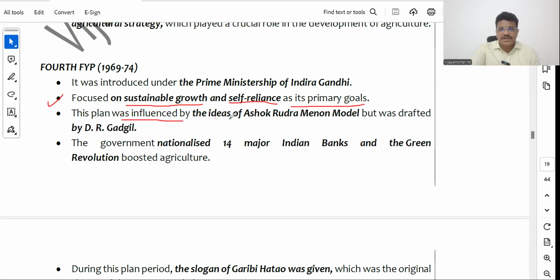This plan was influenced by the ideas of the Ashok Rudra Menon model but was drafted by D.R. Gadgil. Just try to remember this name, D.R. Gadgil. You will get this name repeatedly, right? So many things are attached to this name. You will get it in the D.R. Gadgil formula also when we read about financial devolution to states and grants to states, and when we read about the Finance Commission and other related issues, you will find familiarity with this name, right? Just try to remember this name.